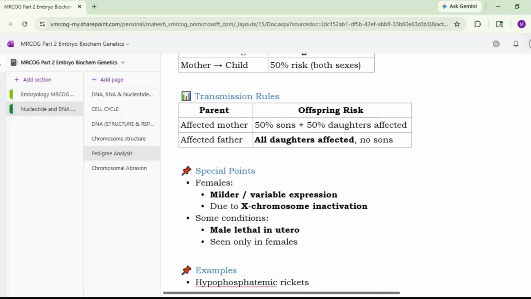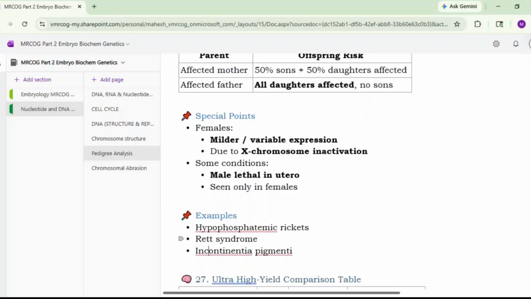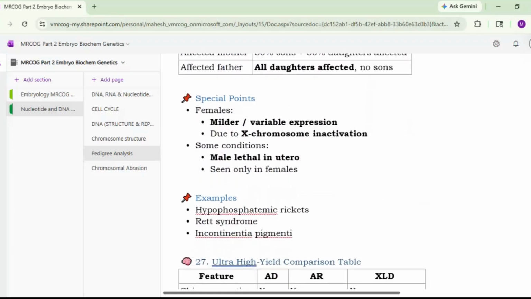So special points to mention: in females, there may be milder or variable expression due to X chromosome inactivation. Some conditions are male lethal in utero and seen only in females. Examples are hypophosphatemic rickets, Rett syndrome, and incontinentia pigmenti. So these are X-linked dominant conditions.